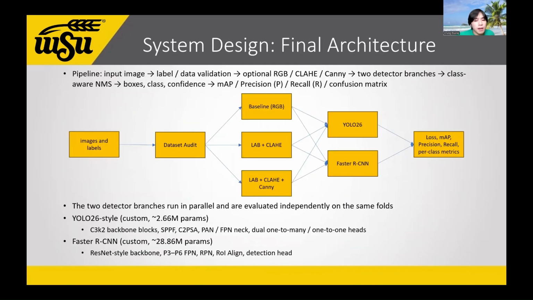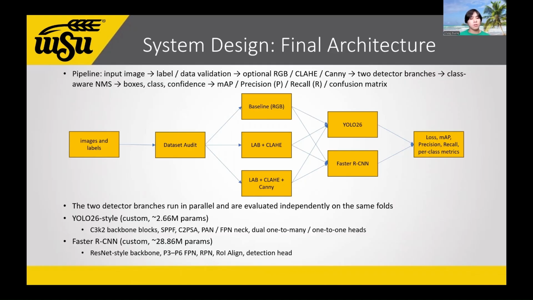Here's the full pipeline. Image and label go through a dataset audit, then branch into baseline RGB, LAB, CLAHE, and LAB CLAHE Canny, which then feed into YOLO or Faster R-CNN, and then each reports loss, mAP, precision, recall, and per-class metrics.